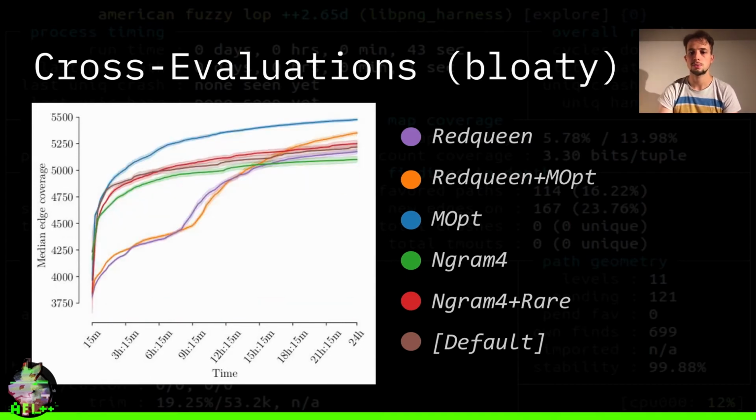However, on the other targets, for example on Bloaty from Fuzzbench, you see that Red Queen performs pretty badly. It is actually the worst performing for the first few hours, while MOPT alone performs a lot better. So here Red Queen drags the whole performance down instead of improving it. There are also other examples in the Fuzzbench results where MOPT would, for example, not improve the performance overall.